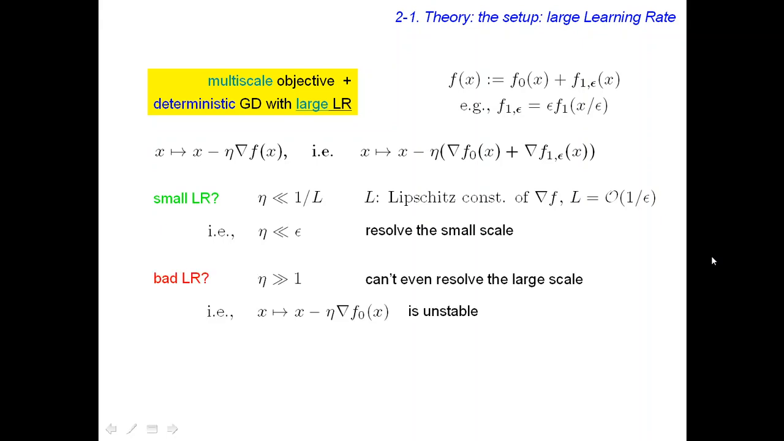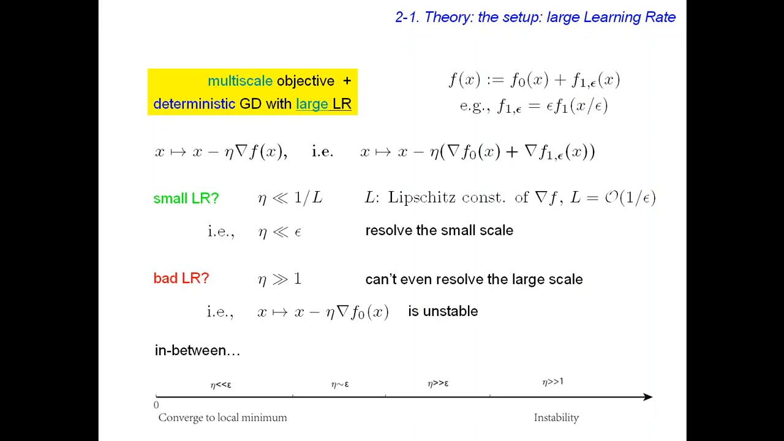On the other hand, if eta is very large, say it's much bigger than 1, then you can't even resolve the large scale of the system. Even if you discard the highly oscillatory small scale, gradient descent with a large step size is still unstable. So this kind of learning rate is basically useless.